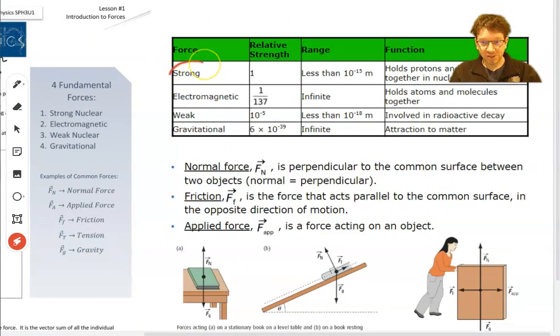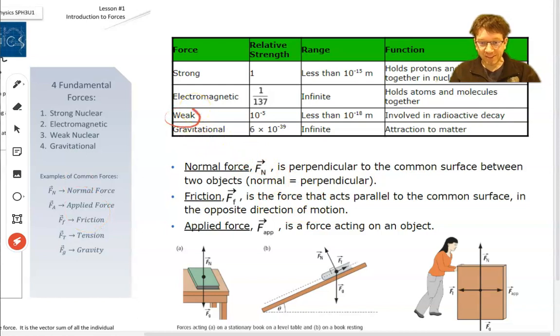So we have the strong nuclear force. This is the strongest of the 4 forces. So let's give it a relative strength of 1. But it acts over a very, very small range because it is what holds protons and neutrons together in the nucleus. The next strongest force is the electromagnetic force. It's a little bit weaker than the strong force by about 137 times. And it's responsible for holding atoms and molecules together. It is also responsible for almost all these other forces we see down here, which I'll talk about later.